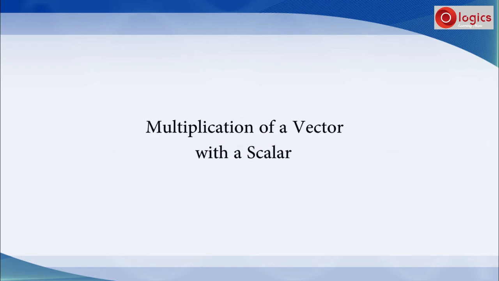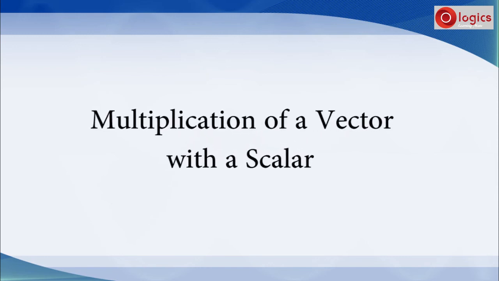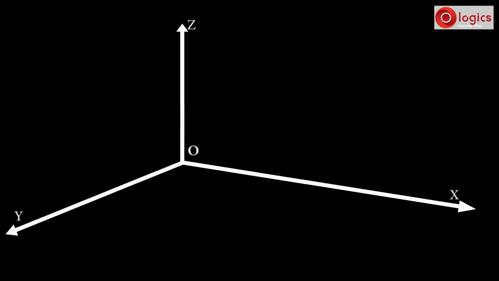Let us understand how to multiply a vector with a scalar. Let's say this is point O, and this is the coordinate system of point O of 0, 0, 0. Draw a vector A bar from this point, and the final position is A of x, y, z.